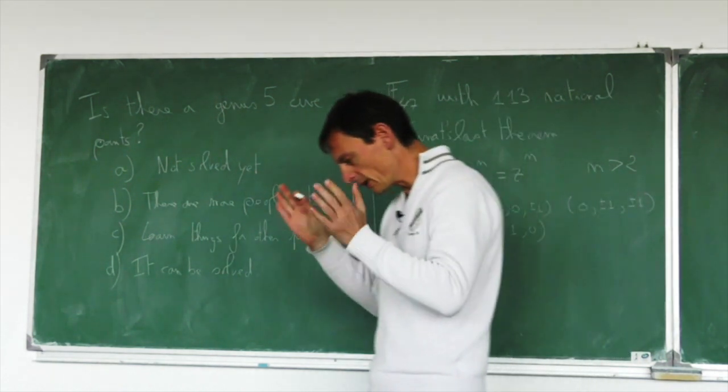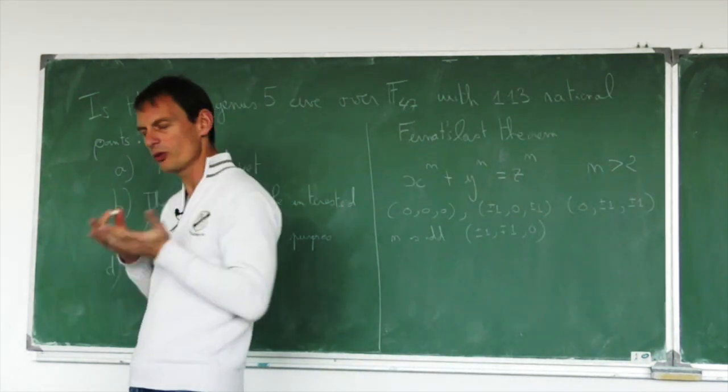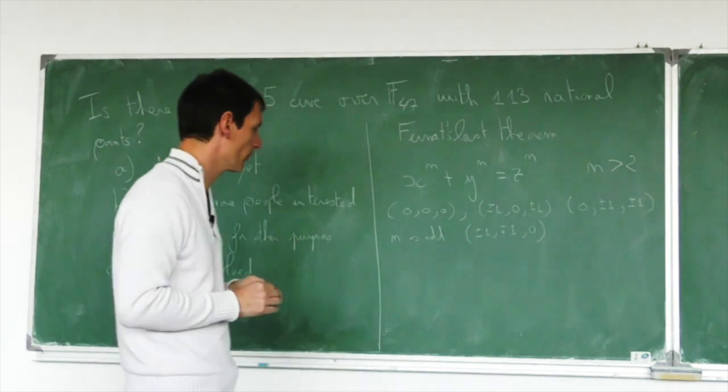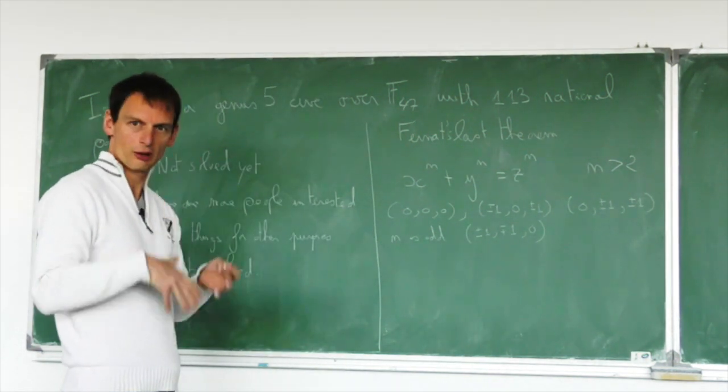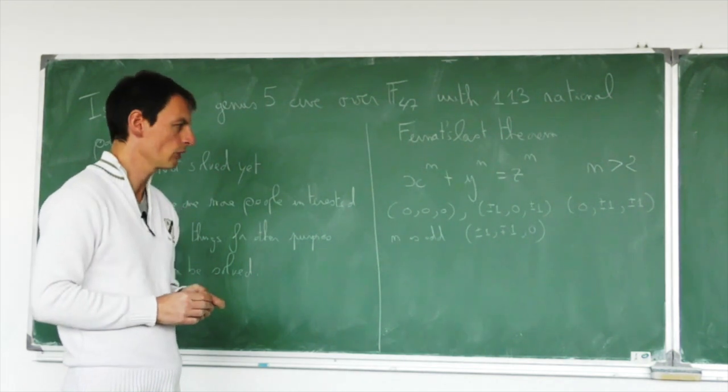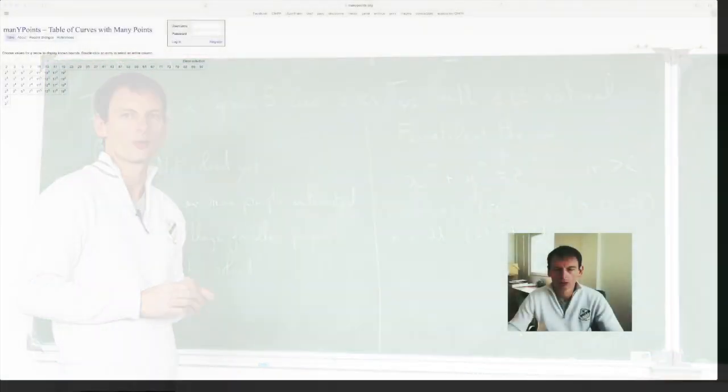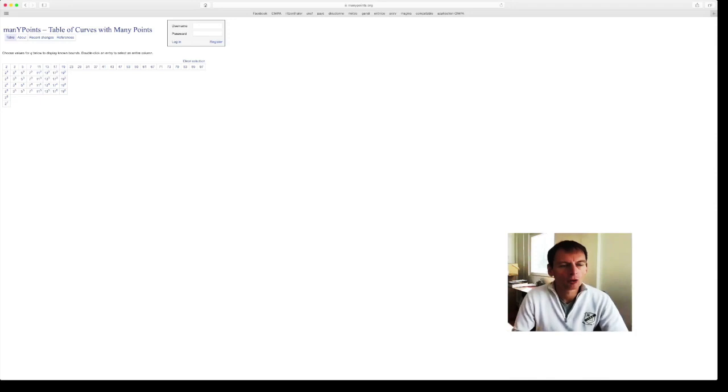But as you don't know what a genus 5 curve is, how are we going to see if it is an open problem or not? For this, let's go together and see this page, which is called manypoints.org. All right, so here we are on this web page, manypoints.org.